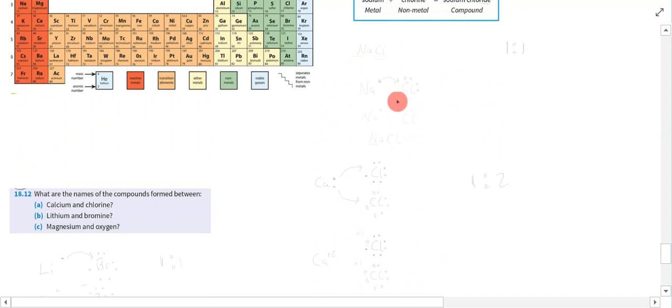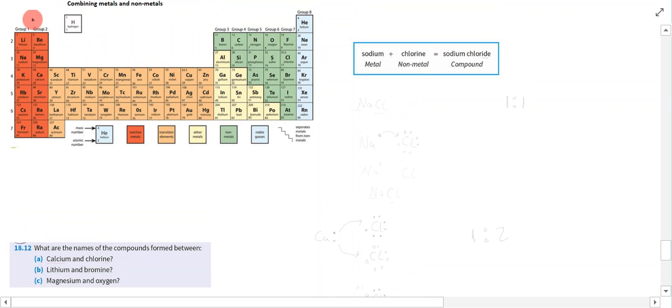Now, just an important general rule as well. If we take the group 1 elements, they all have 1 electron in their outer shell. So what they will generally do is they'll lose that outer electron and they'll become a +1 positively charged ion. If we think about group 2, they have 2 electrons in their outer shell. They will generally lose those 2 electrons and become a +2 positively charged ion.